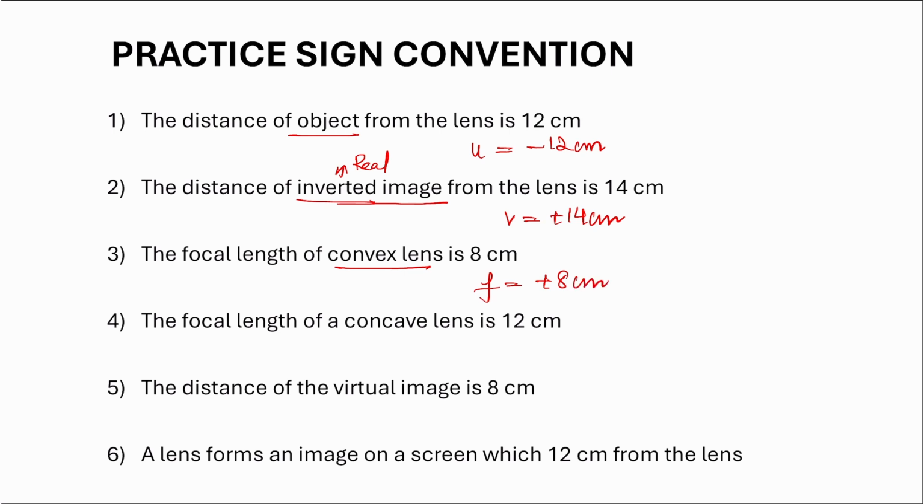The focal length of a concave lens is 12 cm. Again, since it is concave and it's on the left side, so minus 12 cm. The distance of the virtual image is 8 cm. Since it is a virtual image, it is on the left side, so v is equal to minus 8 cm. In the last question, a lens forms an image on a screen which is 12 cm from the lens. Since the image is formed on a screen, it is a real image. Therefore, v is equal to plus 12 cm.